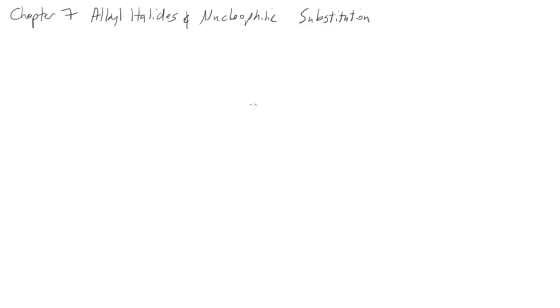In Chapter 7, we're going to start looking at alkyl halides, and then we'll start looking at our first reactions and reaction mechanisms, which are going to be the nucleophilic substitution reactions. So to start with, we can classify alkyl halides, similarly to how we classified carbons and hydrogens, and that's by what's bonded to them.